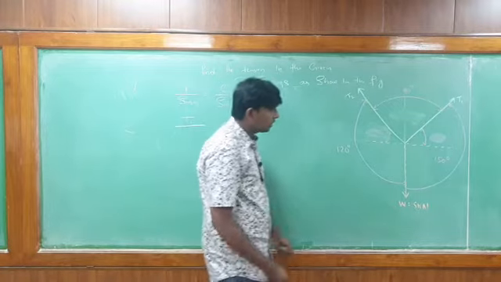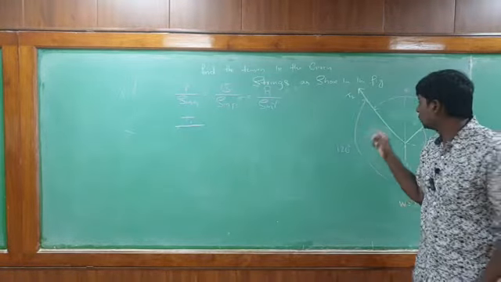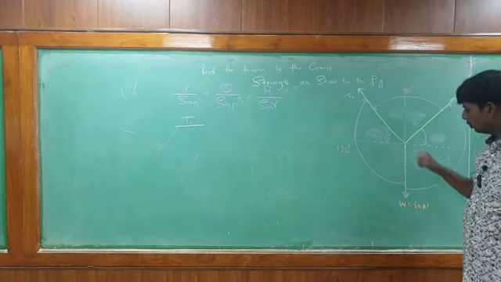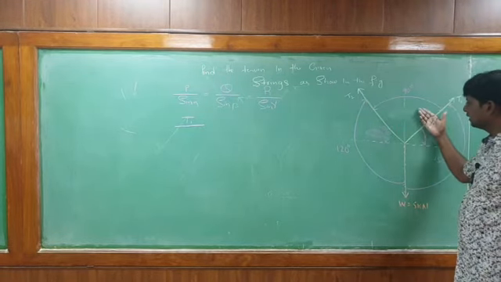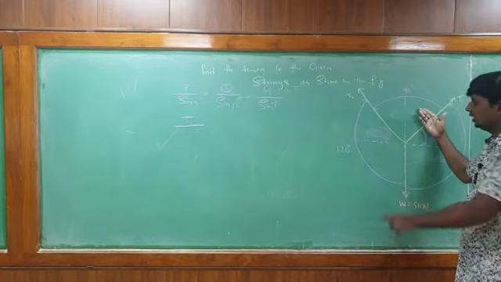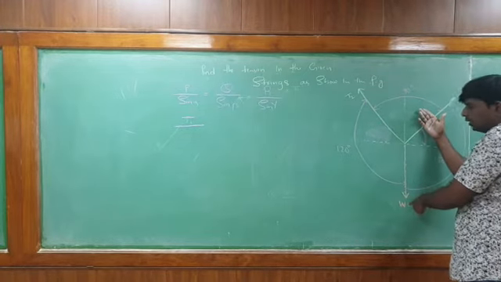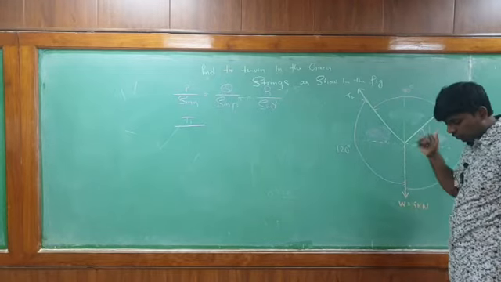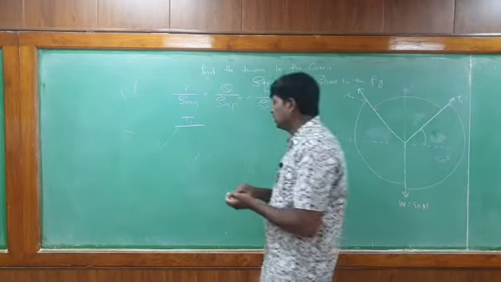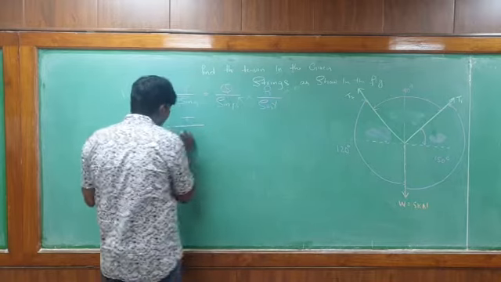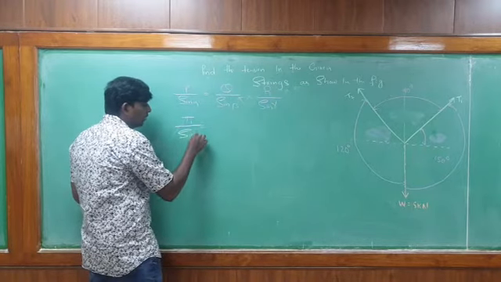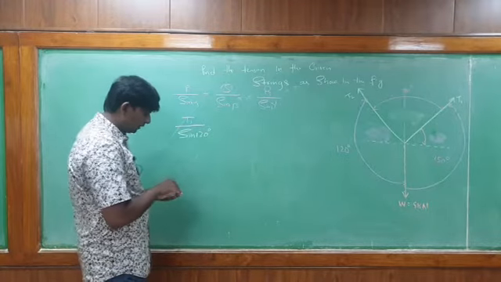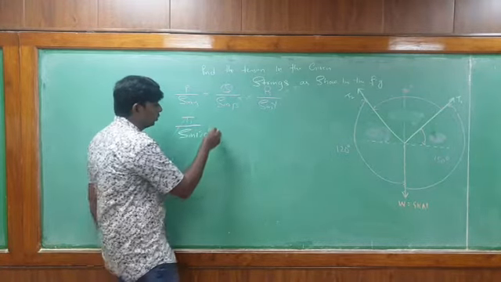How many forces are there here? Three forces: T1, T2, W. If I select T1, how many forces are remaining? T2 and W. How much angle is there between them? 120. So I write sin 120. Next I have to select T2.